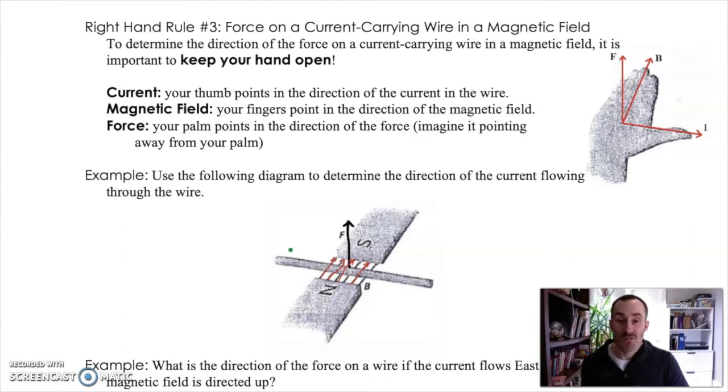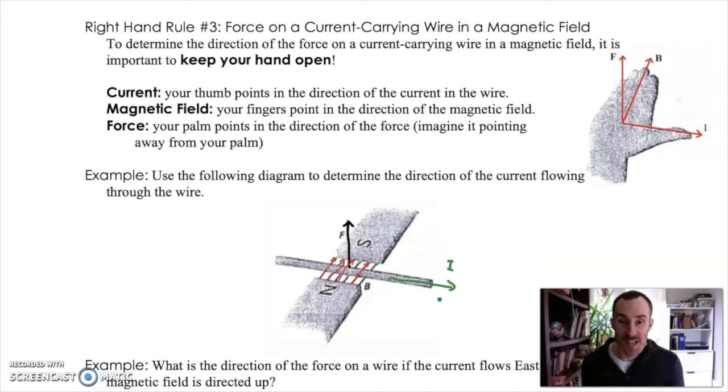So now if we use the force hand rule, your fingers will point in the direction of the field. Your palm should be pointing upward because that's the direction of the force. And so my thumb is pointing to my right. And so we should end up with a current that's flowing this direction. Okay, that's the current, I.